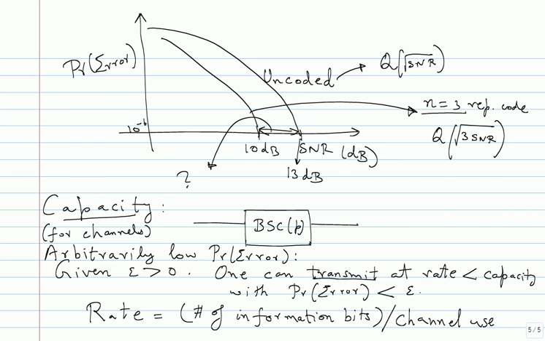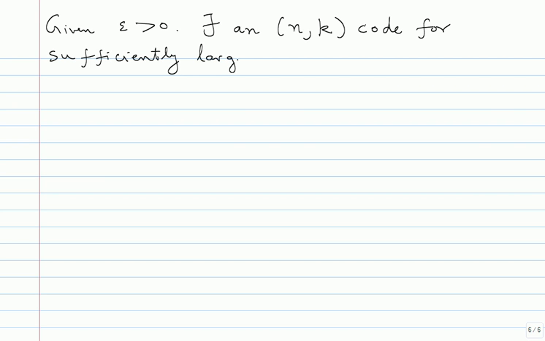Let me rephrase and write that down very carefully. Given any epsilon greater than 0, there exists n. Maybe n is some function of epsilon, I don't care. Let me be careful here. Let me start with the code. Apologize for this. There exists an (n, k) code for sufficiently large n. In fact, this could be a function of epsilon. In most cases it is.